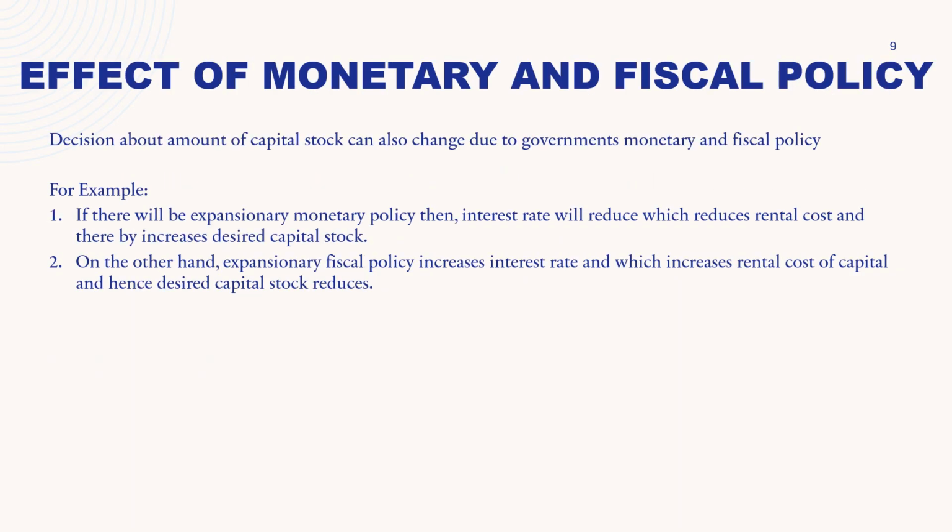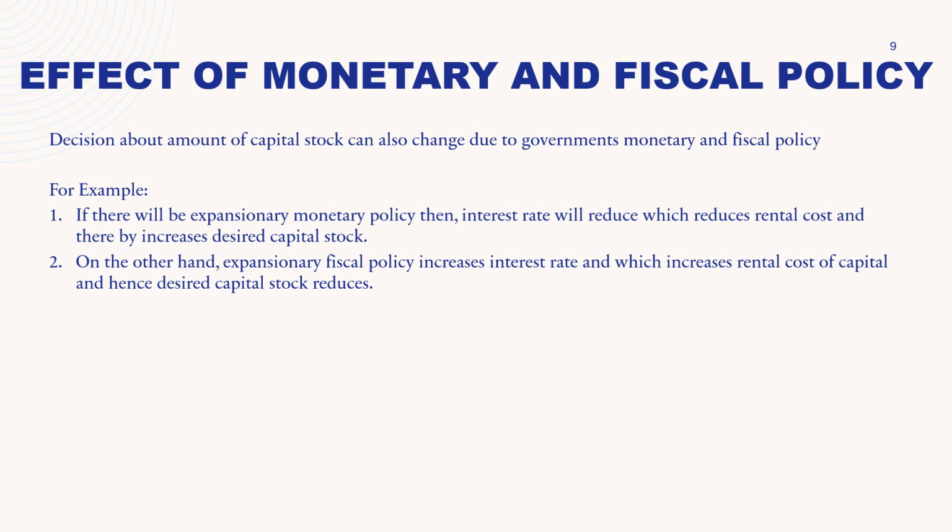Effect of monetary and fiscal policy. The decision about the amount of capital stock can also change due to the government's monetary and fiscal policy. Monetary policy is a set of actions or rules over which the central bank has authority, whereas fiscal policy is the set of rules over which the government of a nation has authority.